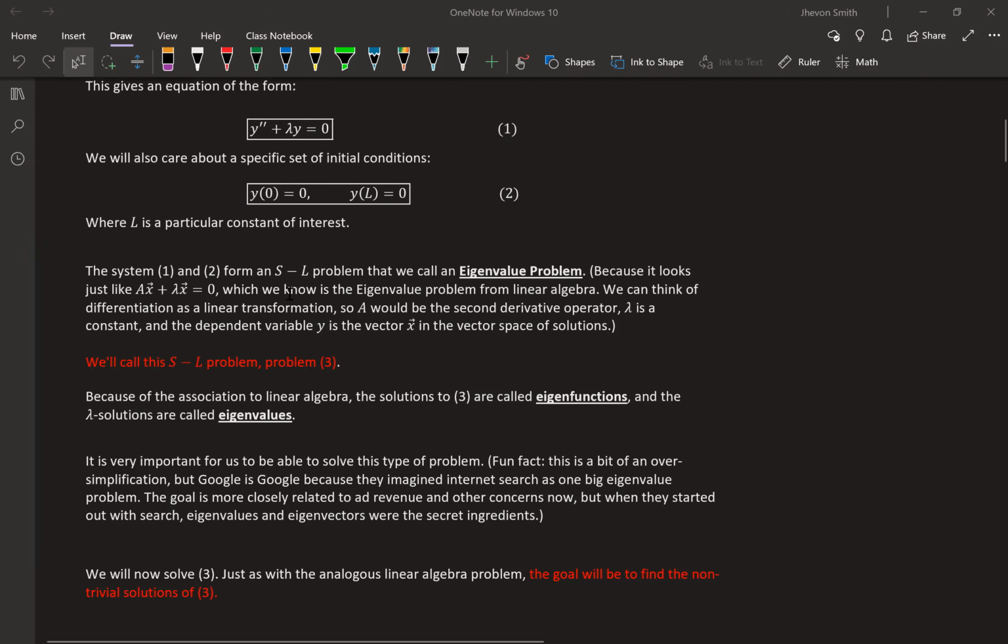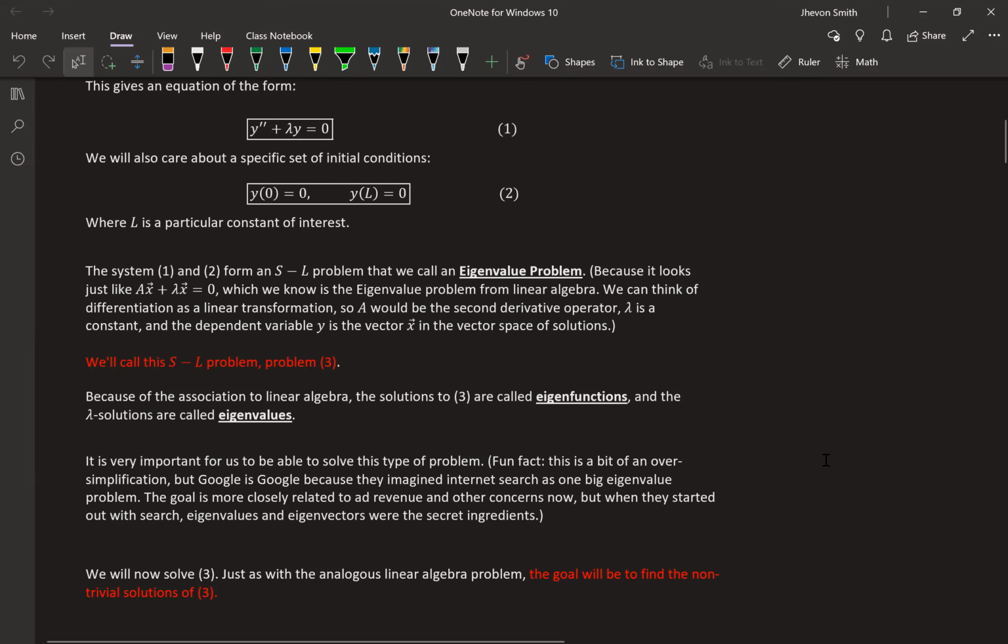In fact, solutions to this ODE, we call them eigenfunctions. Again, it's just a homage to the fact that we're thinking of them as eigenvectors. And the lambda solutions, the constant lambdas that make it work, we call those guys eigenvalues. Now, I'm not going to fully justify it. Surely you've seen in linear algebra that it's important for various reasons. It's very important to be able to solve eigenvalue problems whenever they show up.